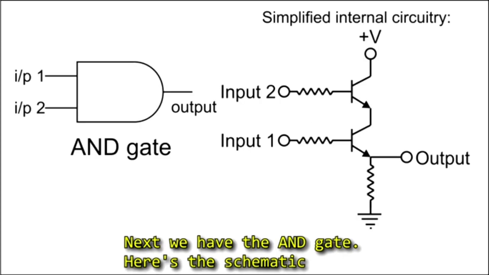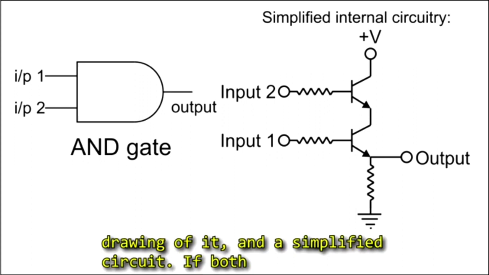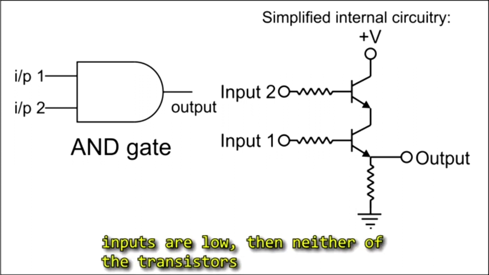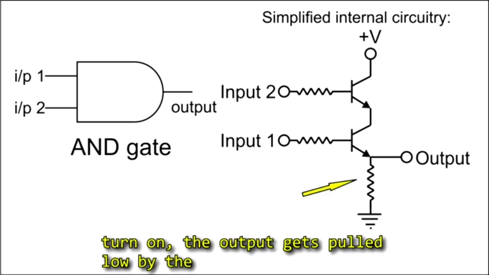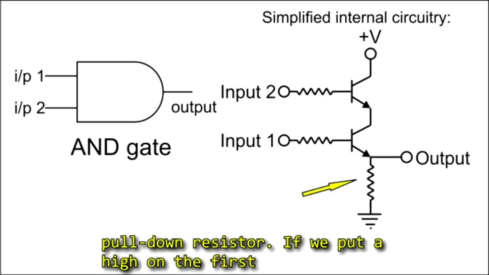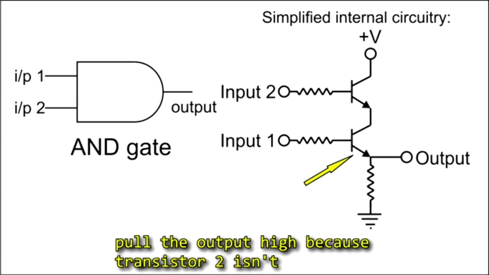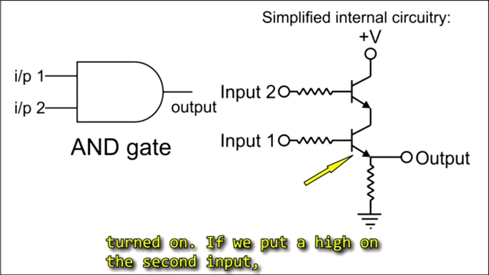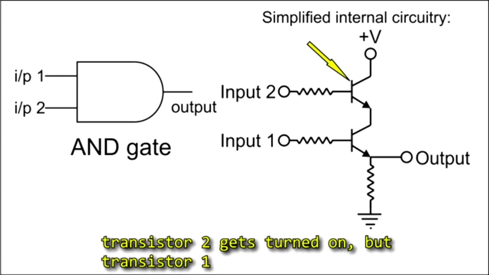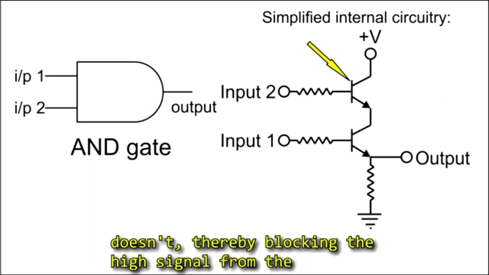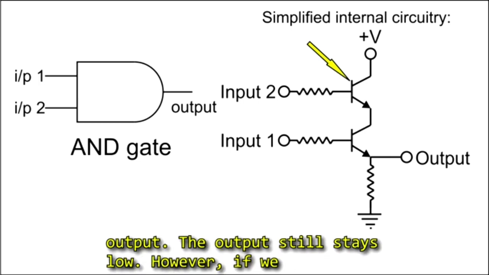Next, we have the AND gate. Here's the schematic drawing of it, a simplified circuit. If both inputs are low, then neither of the transistors turn on. The output gets pulled low by the pull-down resistor. If we put a high on the first input, transistor 1 gets turned on, but it doesn't pull the output high because transistor 2 isn't turned on. If we put a high on the second input, transistor 2 gets turned on, but transistor 1 doesn't, thereby blocking the high signal from the output. The output stays low.